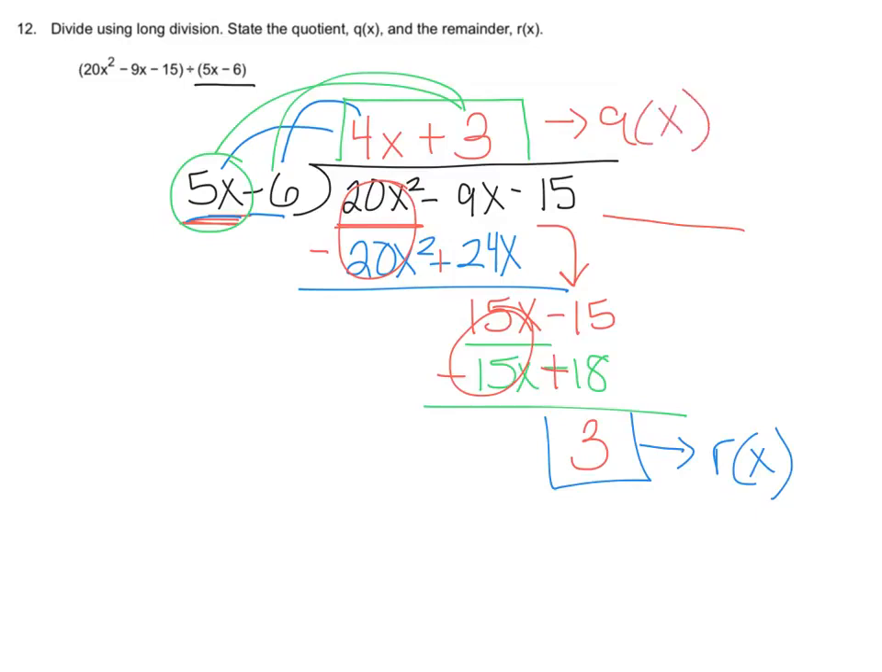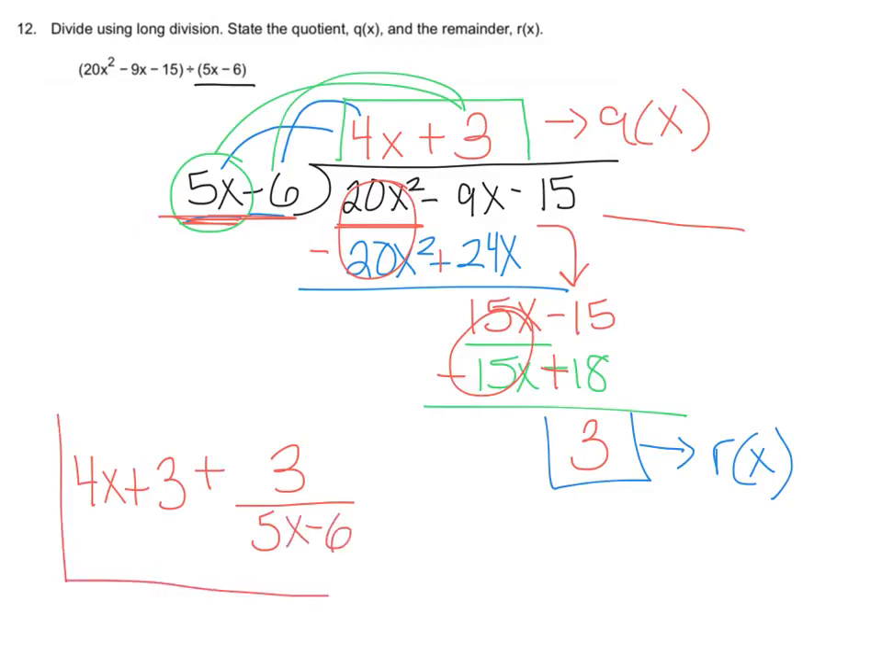Now to write this problem, you'll write the quotient, which is 4x plus 3, and then you'll add the remainder to it, so plus 3, but you'll put the remainder over the divisor, which is the 5x minus 6. So my answer is 4x plus 3 over 5x minus 6.